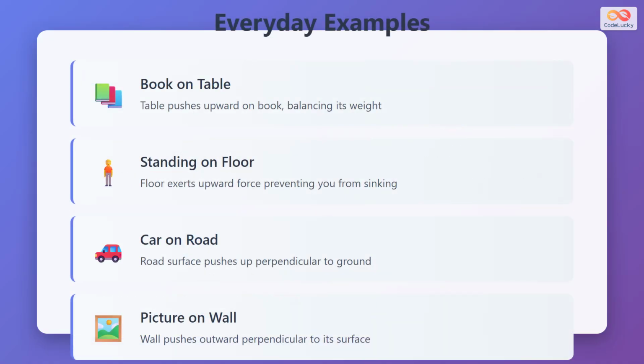Normal force is all around us. When a book rests on a table, the table pushes upward on the book, balancing its weight. When you're standing, the floor exerts an upward force preventing you from sinking through it. A car on a road experiences the road surface pushing up perpendicular to the ground. Even a picture hanging on a wall experiences normal force as the wall pushes outward perpendicular to its surface. These everyday situations all involve normal force at work.